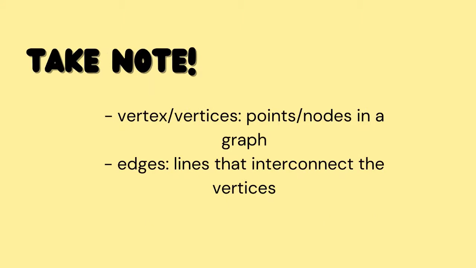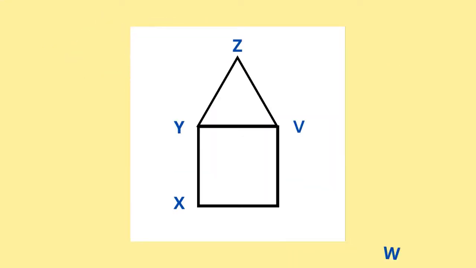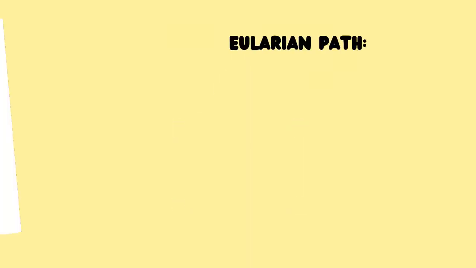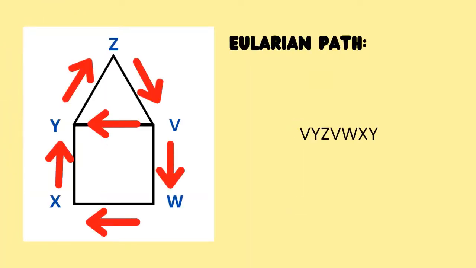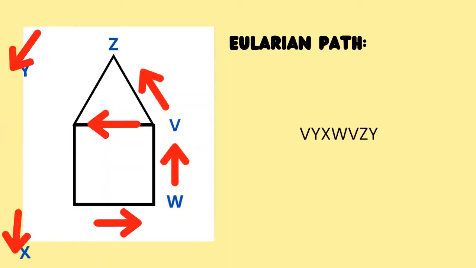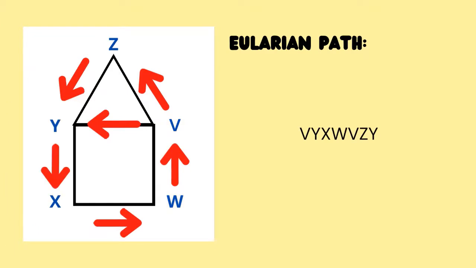Just a heads up, vertices are points or nodes in a graph, while edges are the lines that interconnect the vertices to other vertices. Now, going back, to further understand, let's take a look at the graph. In this graph, there are several paths existing. One example is the path V, Y, Z, V, W, X, Y. Another one would be V, Y, X, W, V, Z, Y.